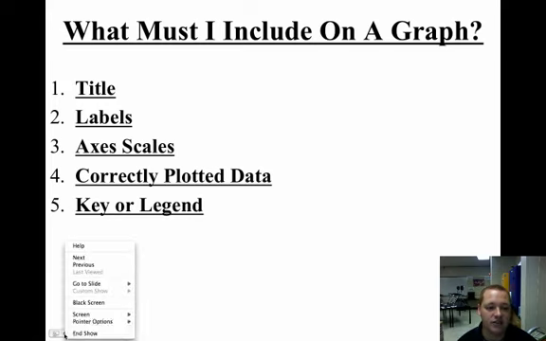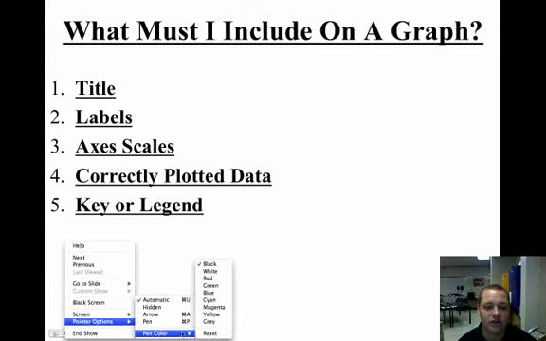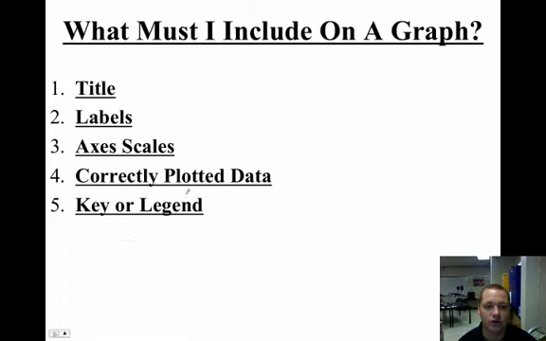All right, there are 5 key things that you must include on every single graph when you complete one. The one that we're going to focus on right now is going to be about the title. So if you would like, you can go ahead and hit pause and fill out your notes for the others, but I will come back and talk about those other 4. Today, the focus is going to be on the title.